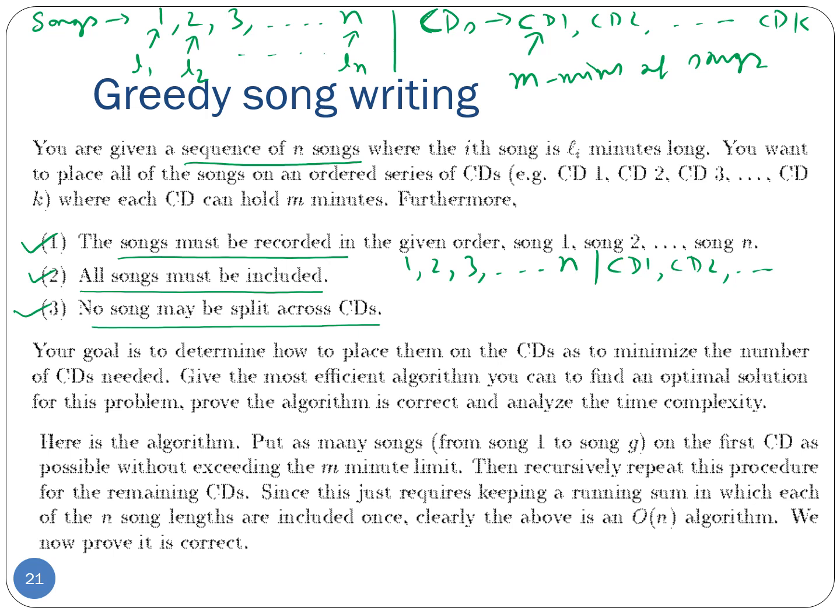Now here is a greedy algorithm for satisfying these constraints and achieving the objective. So the algorithm is actually very simple. Simply put as many songs in sequence starting from song number 1 onto the first CD as possible without exceeding its capacity of m minutes. And when you run out of capacity on this first CD, you then recurse with remaining songs on the second CD and so forth.